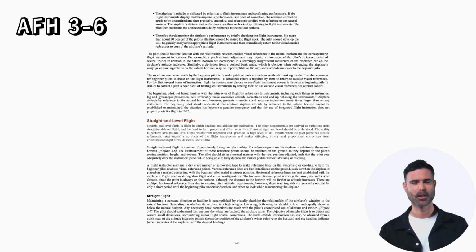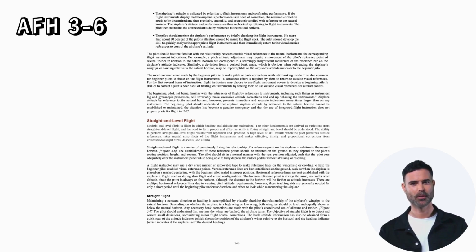The pilot should monitor the airplane's performance by briefly checking the flight instruments. No more than about 10% of the pilot's attention should be inside the flight deck. The pilot should develop the skill to quickly analyze the appropriate flight instruments and then immediately return to the visual outside references to control the airplane's attitude.